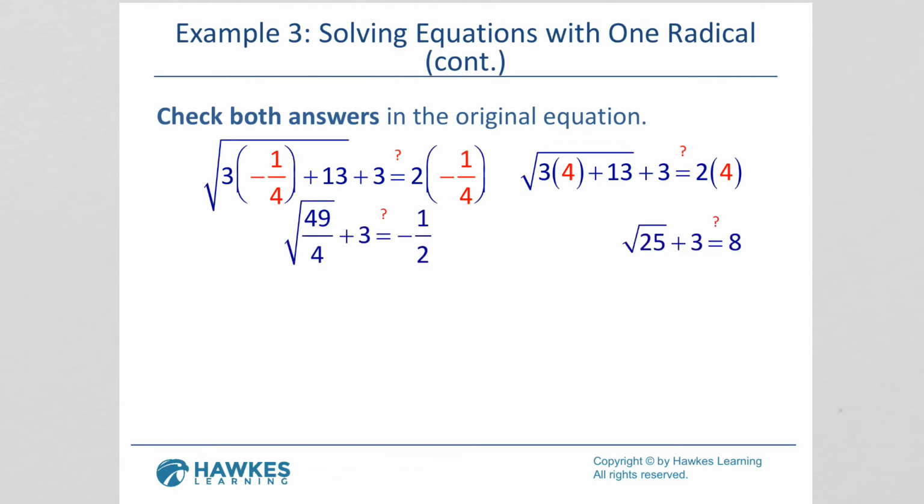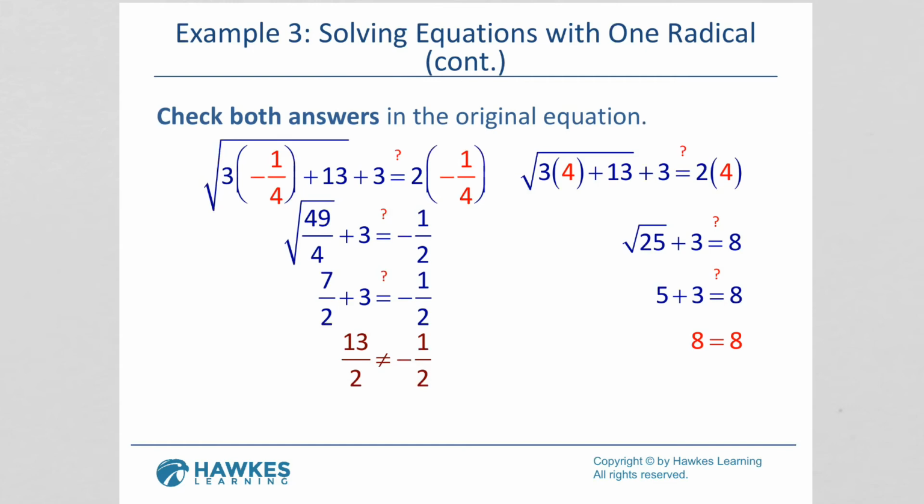Simplifying on the left, I have the square root of 49 over 4 plus 3. Does that equal negative 1/2? And on the right, I have the square root of 25 plus 3. Does that equal 8? 7/2 plus 3, does that equal negative 1/2 on the left? 5 plus 3, does that equal 8 on the right?